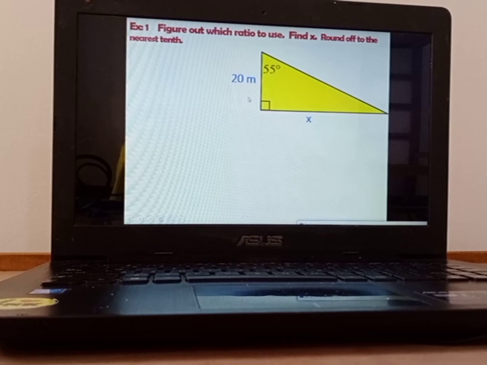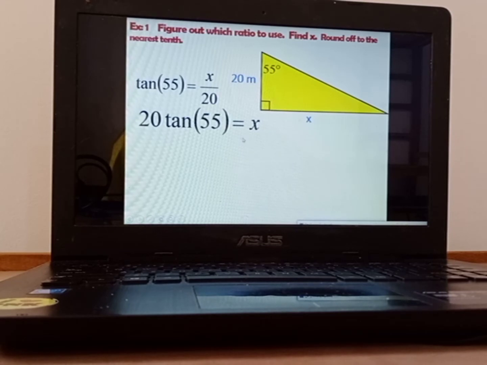So what trigonometric ratio will we use? We have the tangent function. So SOHCAHTOA, we have opposite over adjacent. Therefore, the value of tangent 55 is opposite, which is x, over 20. So therefore, cross multiply, we have 20 tangent 55 degrees is equal to your x.